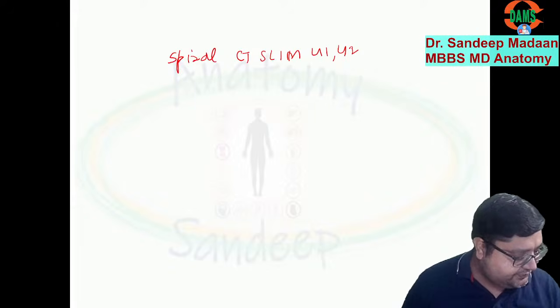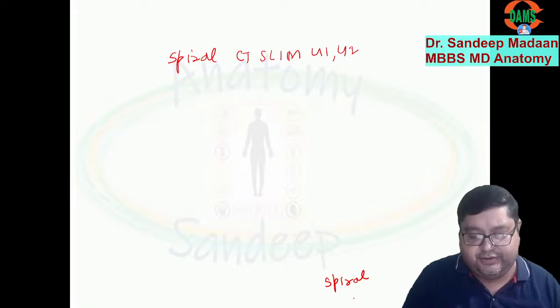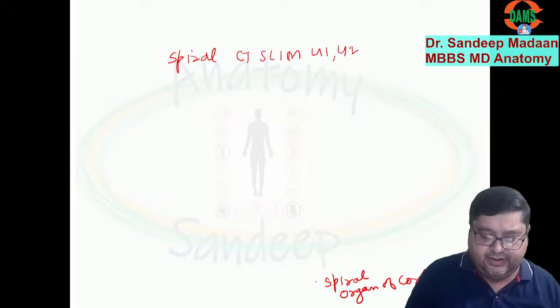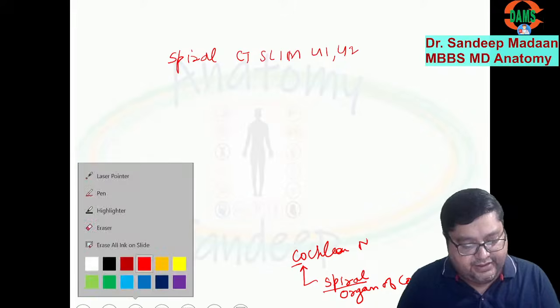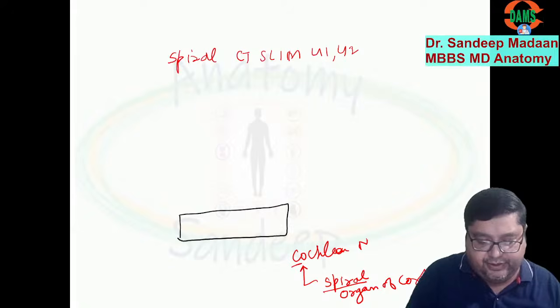Let's start. So here we are going to start with the first thing, the spiral organ of Corti or the spiral ganglion. Spiral ganglion or spiral organ of Corti, which will be the receiver. It will be sending the fibers to the cochlear nucleus. So spiral is done. C is done. What is T? T is the trapezoid body.